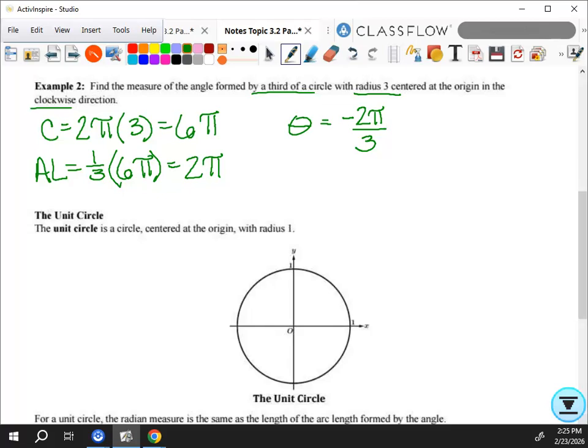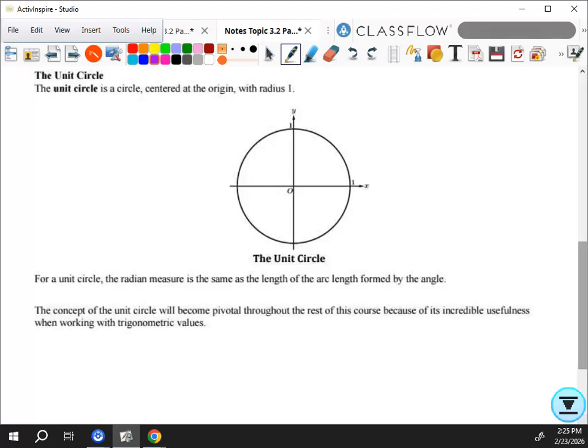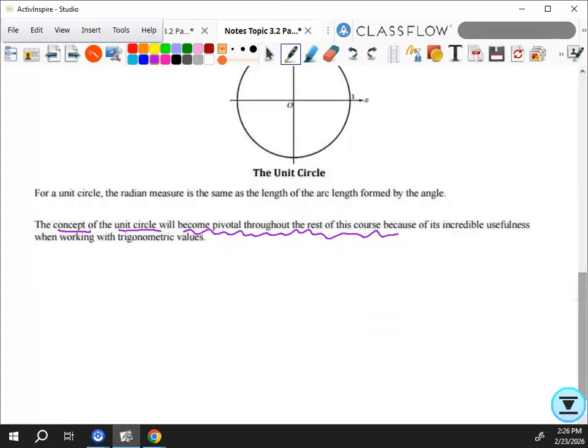We good? All right. So now we're moving on to the unit circle. Imagine if this was the first time you ever heard of it. Things would be very difficult moving forward. We do know that the unit circle is a circle centered at the origin with a radius of 1. We've got all these special values that we have to know. And then it says the concept of the unit circle will become pivotal throughout the rest of this course. I cannot stress that to you enough. If you do not know your unit circle values, you are going to struggle and be frustrated for the rest of the year. You have to know them, right?